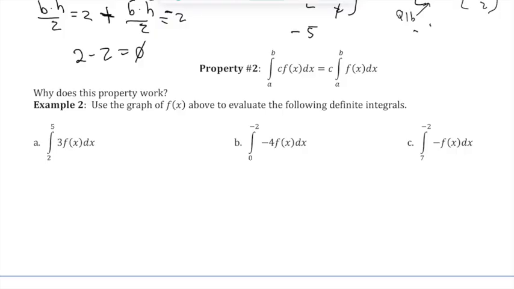So again, using the graph, we're going to examine property 2. Examining property 2, if you have a constant that's multiplied to the function, you can pull it out, just like you can do with derivatives. And so part A, we have a 3 outside, so we're going to pull it out. And we're going to find the area under the curve from 2 to 5.